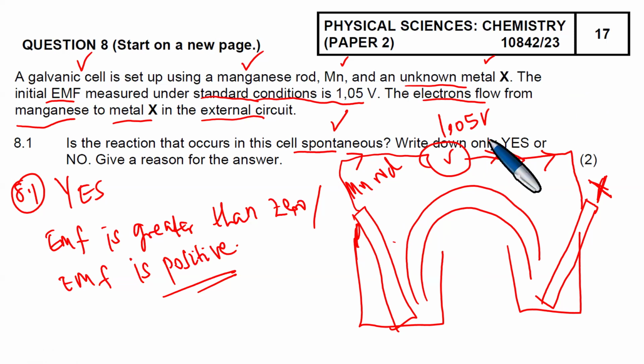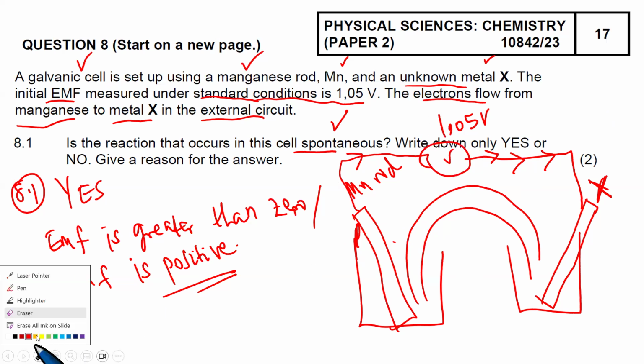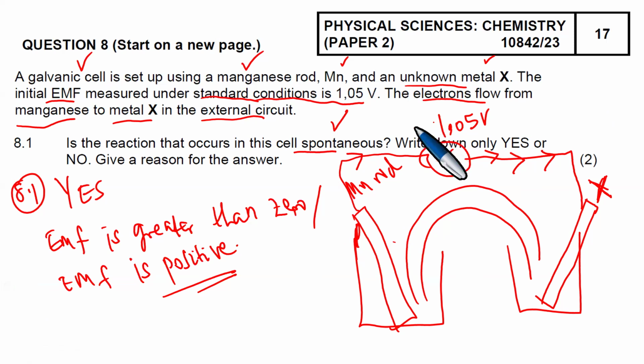Because the EMF is positive, it is exactly positive 1,05, then we are able to see that this is a spontaneous chemical reaction. The reaction is spontaneous because the EMF we can see is positive 1,05 volts. Right. So that is what you're able to observe. Or another student can come and say, I don't like saying it is spontaneous because the EMF is positive. Because if the EMF is positive, then it means it is spontaneous. Learn it grade 11s and grade 12s.